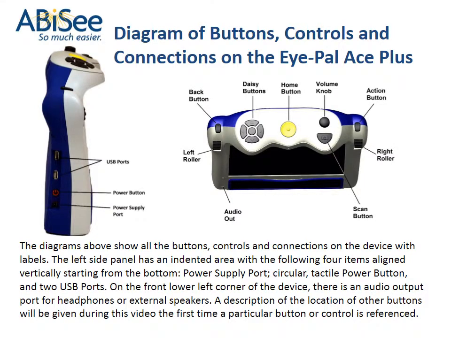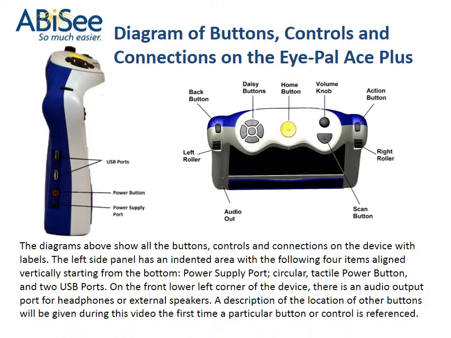Diagram of buttons, controls and connections on the iPalace Plus. The diagrams above show all the buttons, controls and connections on the device with labels. The left side panel has an indented area with the following 4 items aligned vertically starting from the bottom: power supply port, circular tactile power button, and 2 USB ports.